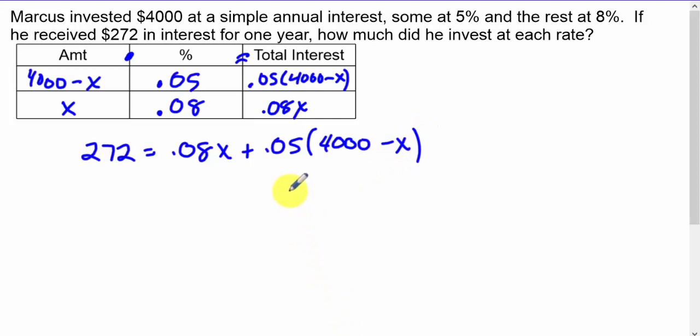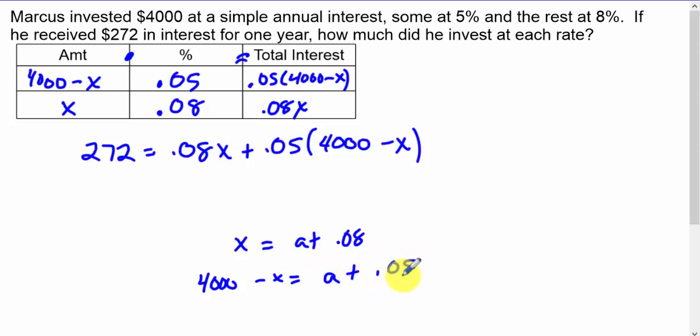4,000 minus x. Once I solve for x, I get the amount invested at 0.08, and then you have to take 4,000 minus that x to get the amount invested at 0.05. So you'll need to do a little calculation at the end.